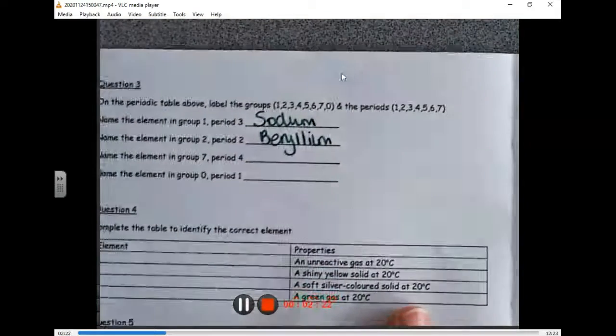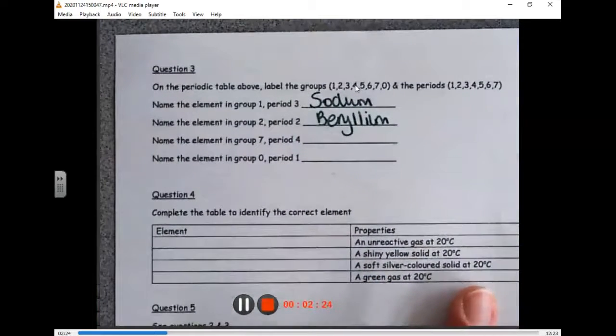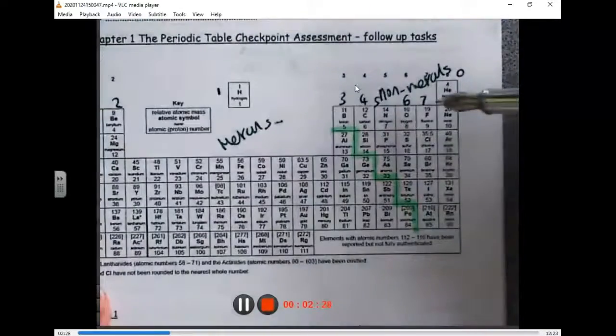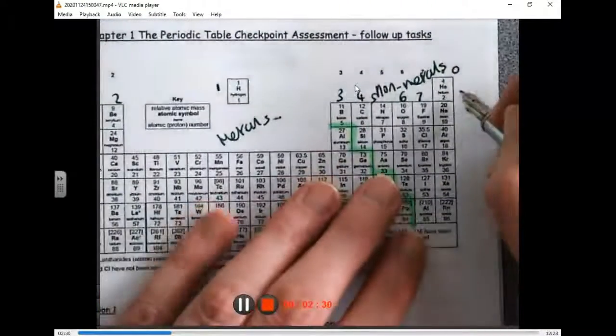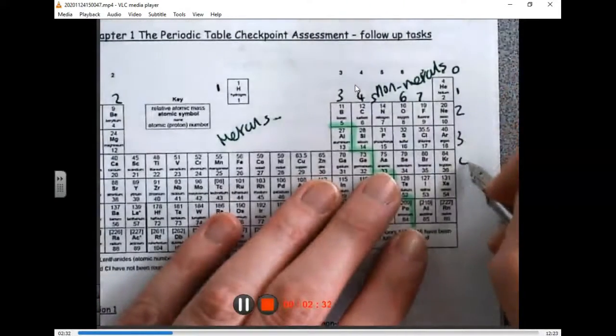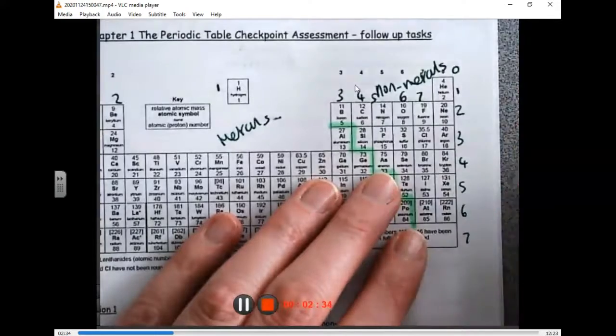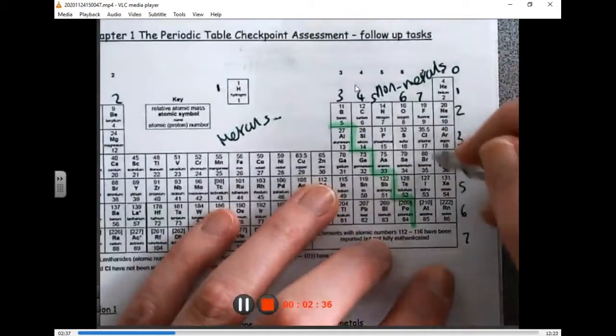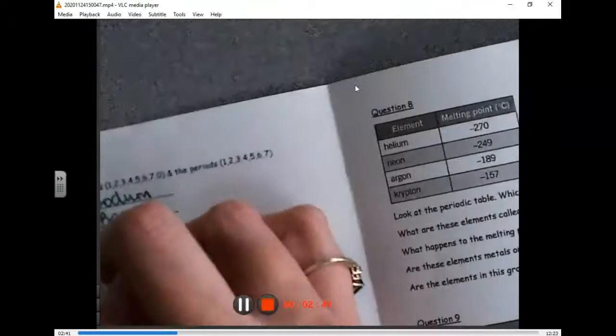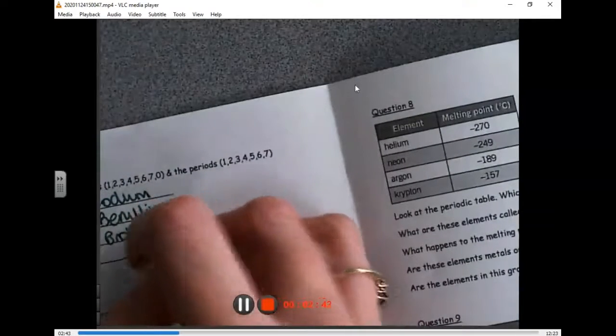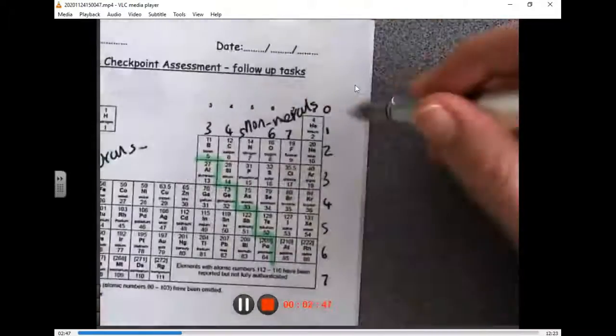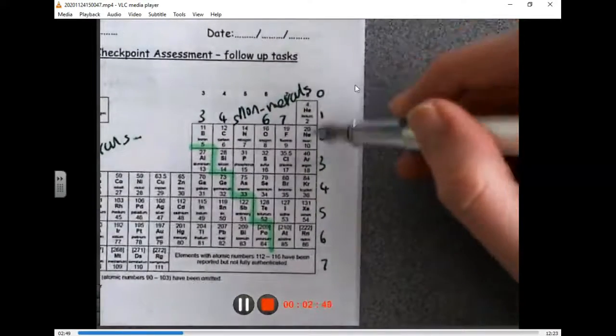Name the element in group 7, period 4. So we're going in group 7, period 4. I'm going to write these down the side as well. So group 7, period 4, bromine. Then name the element in group 0, period 1: helium.